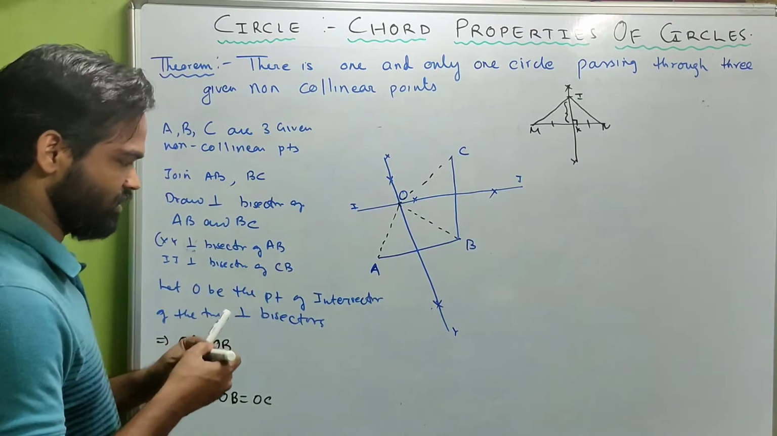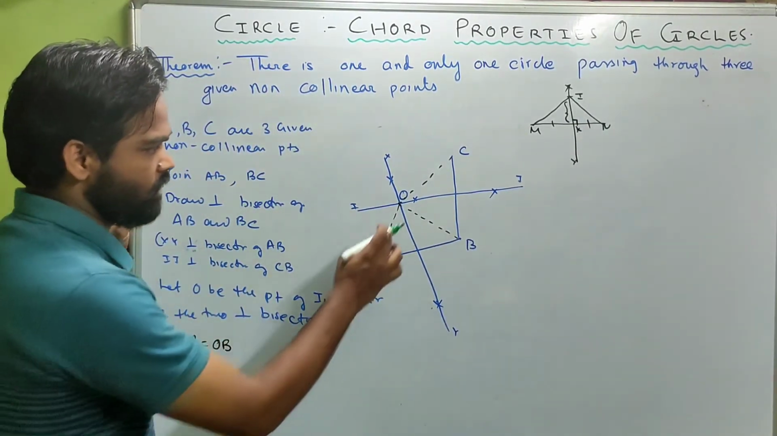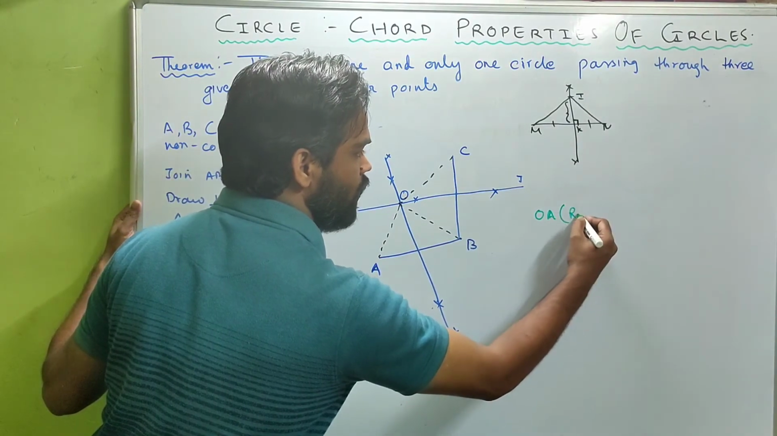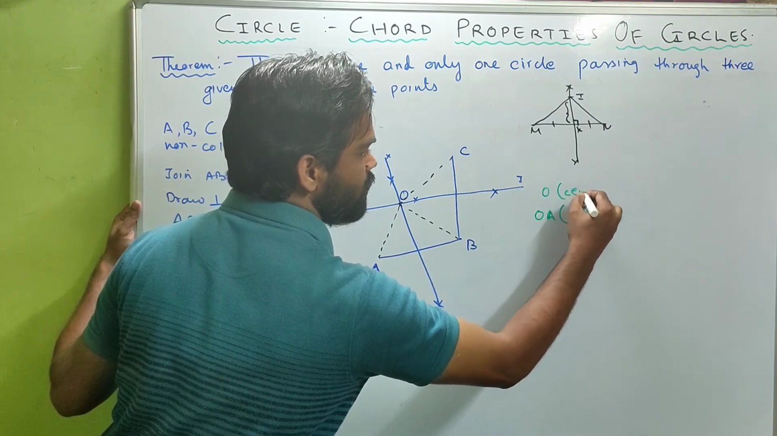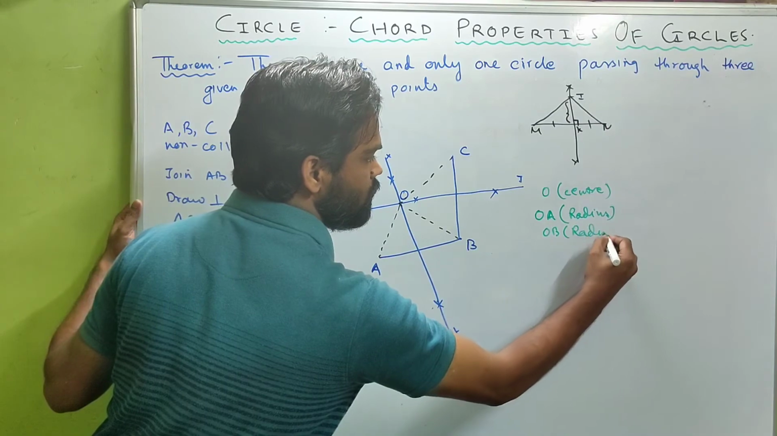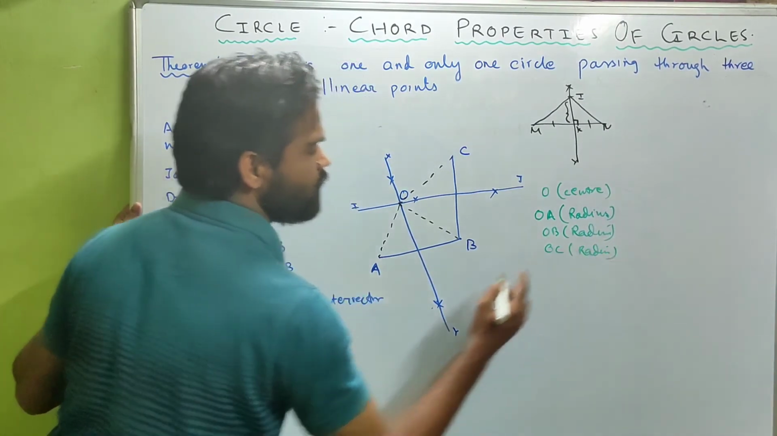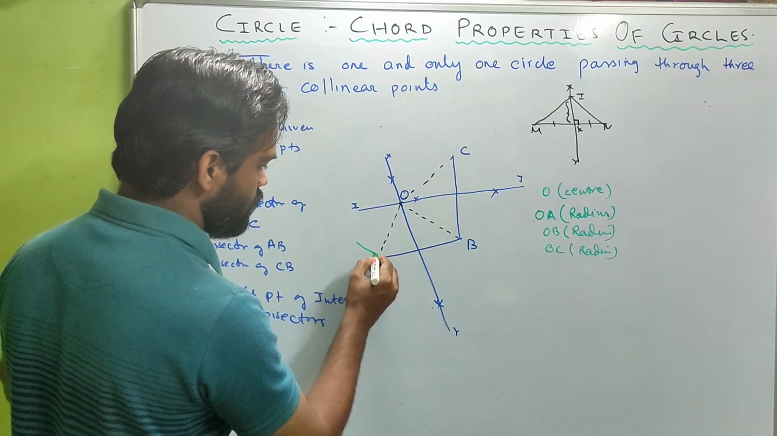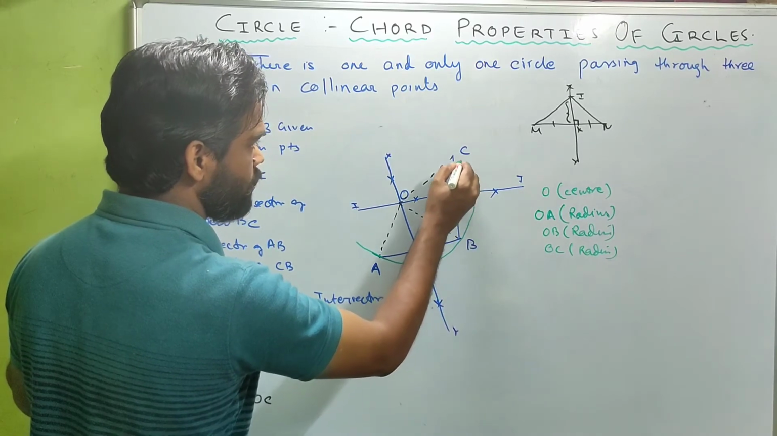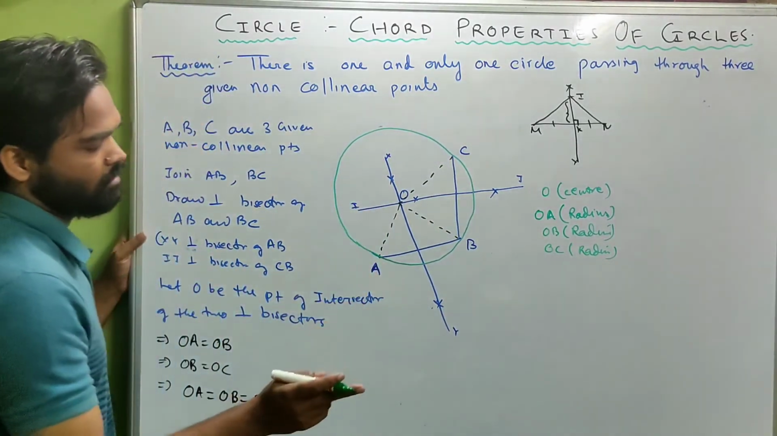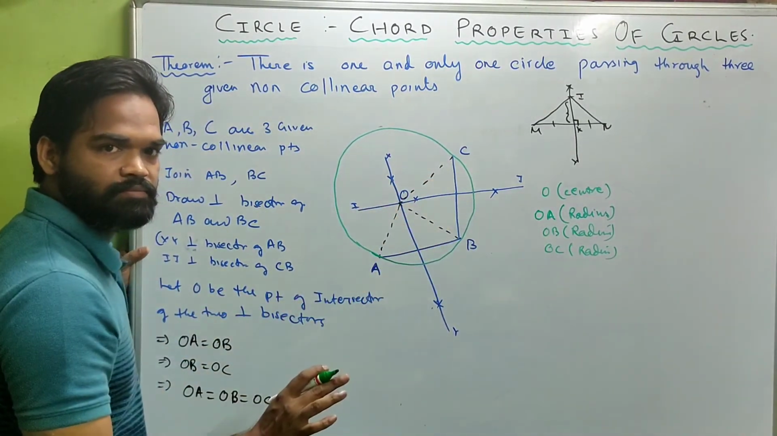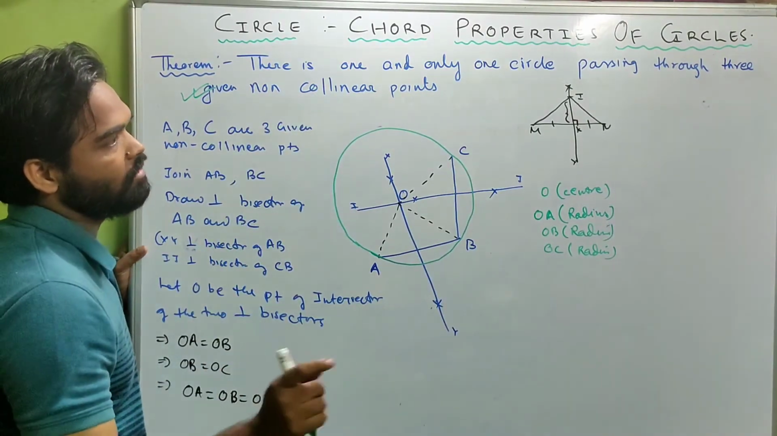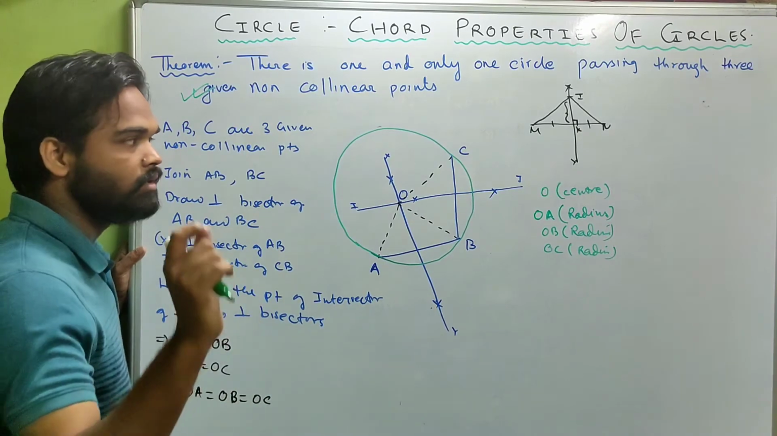Now, if you draw a circle with center O and radius OA, then OB also becomes a radius. O is your center. Then OC also becomes a radius. Which means the points B and C as well as A will lie on the circumference. So if you draw a circle now, something like this, OA, OB and OC are the same. The three are radii. So A, B, C will lie on the same circle. That is the theorem: there is one and only one circle passing through three given non-collinear points.